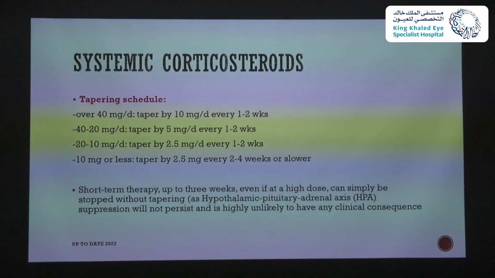The tapering schedule for steroids: if the dose is over 40 milligram, we usually taper by 10 milligram every 10 days to 2 weeks in our practice. If the dose is between 40 and 20, we taper by 5 milligram every 10 days to 2 weeks. If the dose is between 20 and 10, the recommendation is to taper by 2.5 milligram every 1 to 2 weeks. And if the dose is 10 milligram or less, we taper by 2.5 milligram every 2 to 4 weeks, or even slower than this.